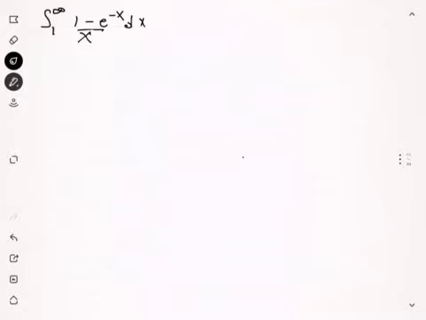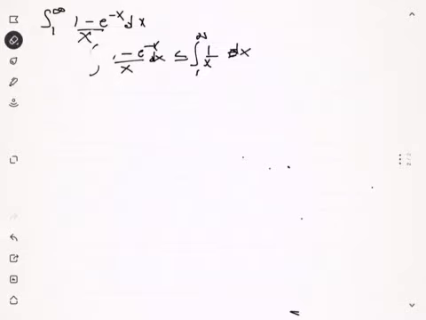This time the comparison test cannot be used because we have that 1 minus e to the minus x divided by x is smaller than or equal to 1 over x, and then the integral of this from 1 to infinity diverges. But if the bigger integral diverges, that doesn't mean that the smaller integral diverges. So the comparison test cannot be used for this problem. There is another comparison test that is called the limit comparison test.